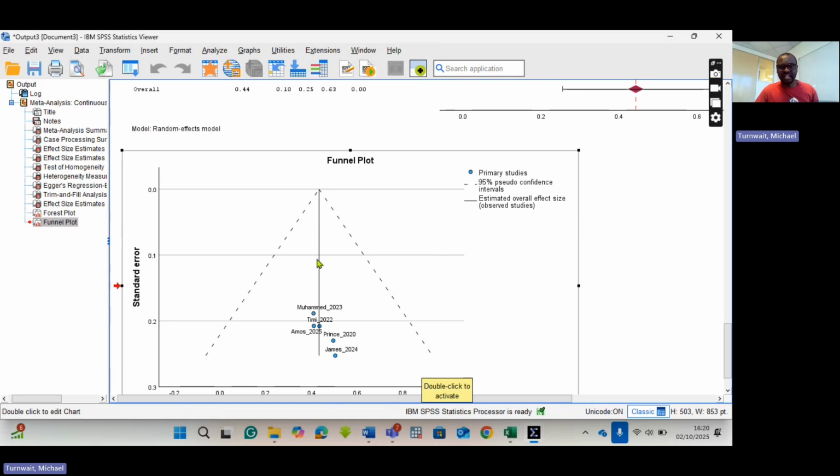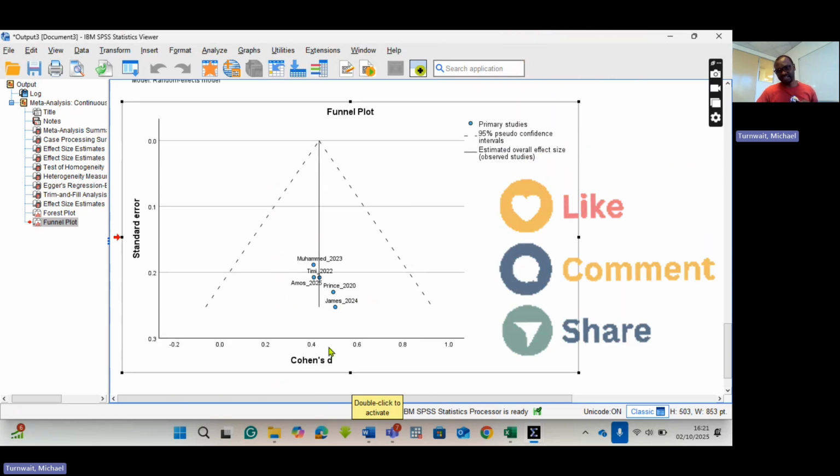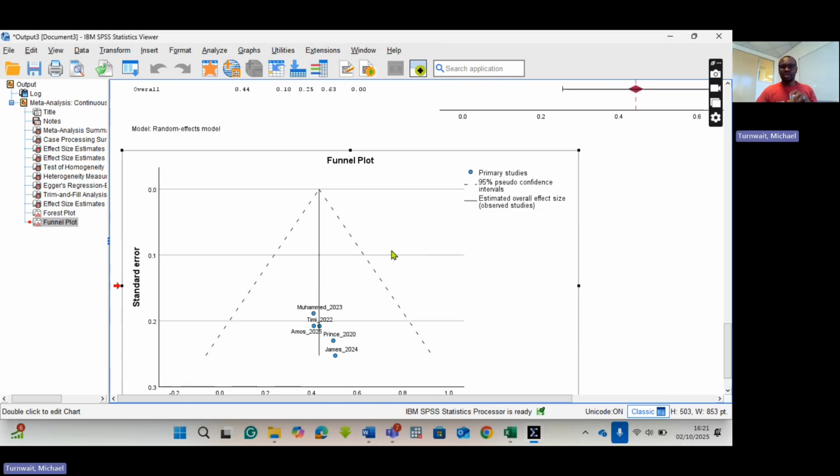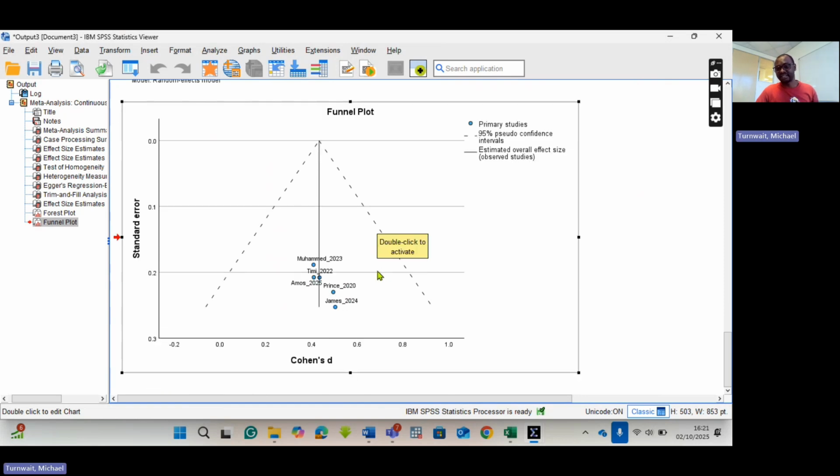Then you may wonder why we have this triangular shape with a dotted line. This triangular shape refers to the 95% pseudo confidence interval. If you look carefully, you notice that all the studies which we included are distributed symmetrically within this confidence interval. None of them is outside. Now, this is how you run the continuous outcome meta-analysis using SPSS.